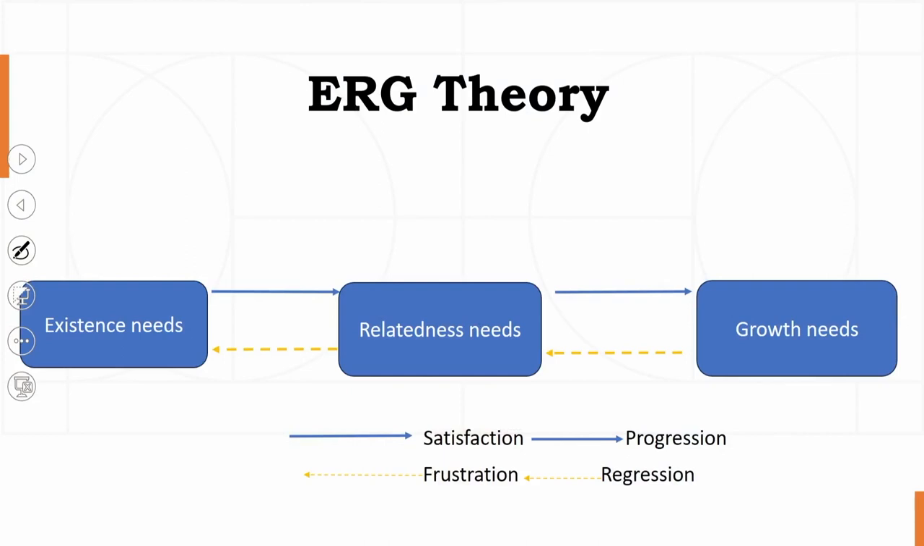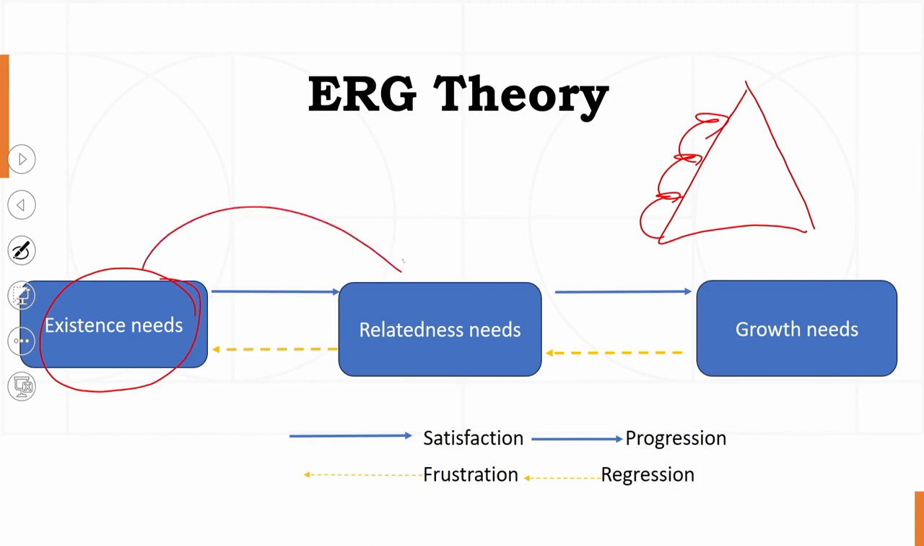If you look into Maslow's hierarchy, it was more from one level to the next level to the next level. Similarly, in ERG theory also, there is movement from the existence needs to the relatedness needs, and from the relatedness need to the growth need. So there is a constant progression that's happening, and this progression leads to the satisfaction of the individual, and this is how motivation is defined.